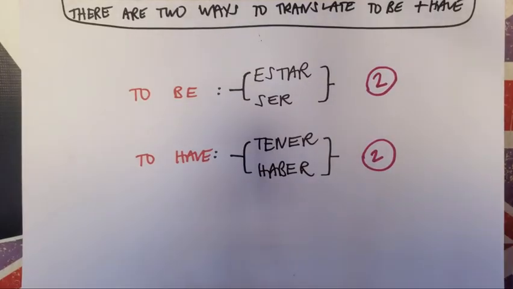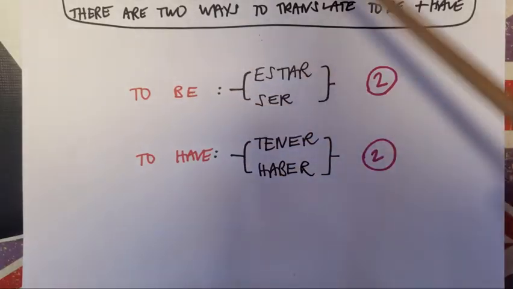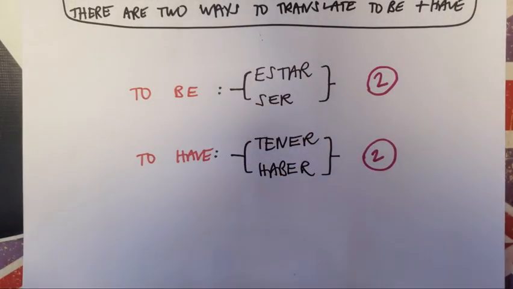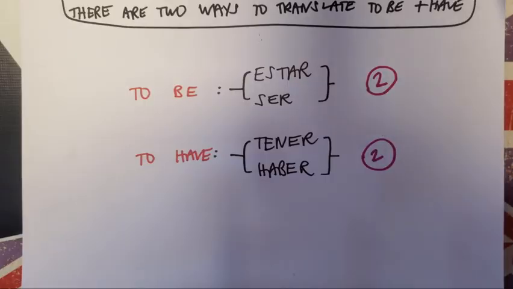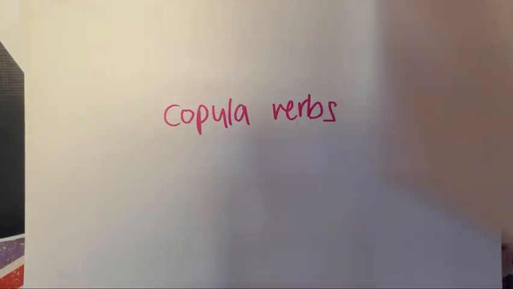In English, there is just one verb to be. I am, you are, he is, we are, you are, they are. In Spanish, there are two different words. Let's look at how we choose which.